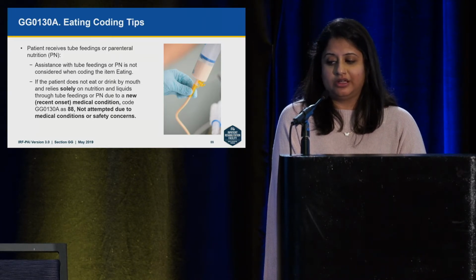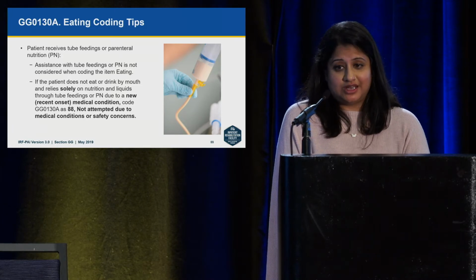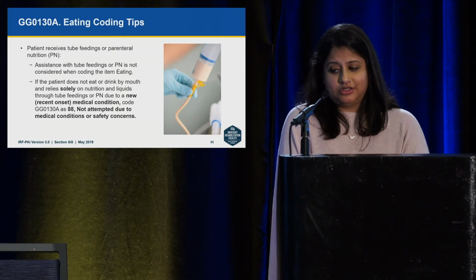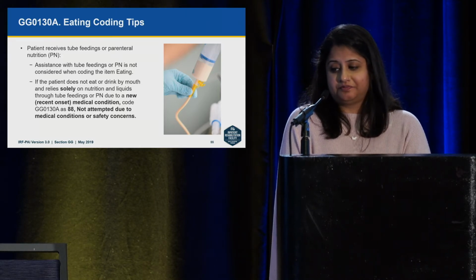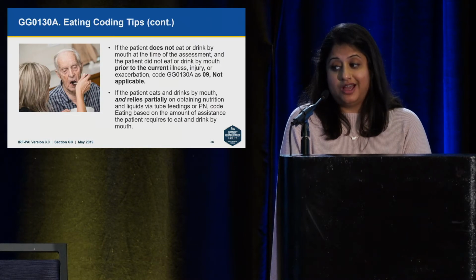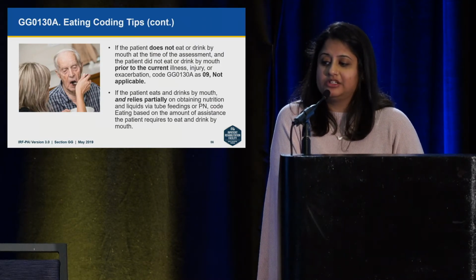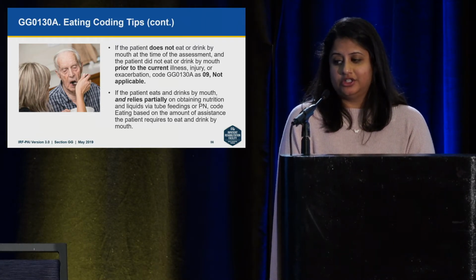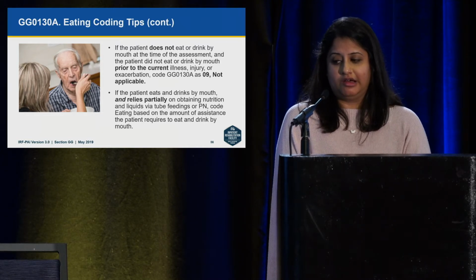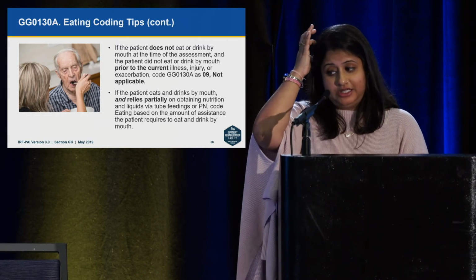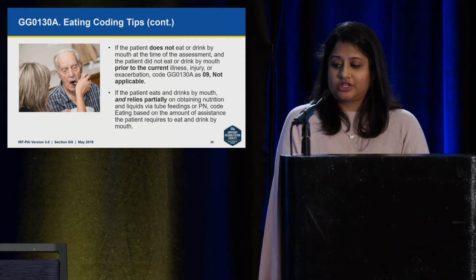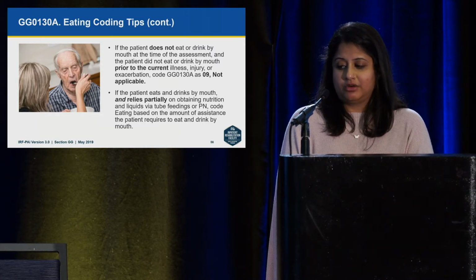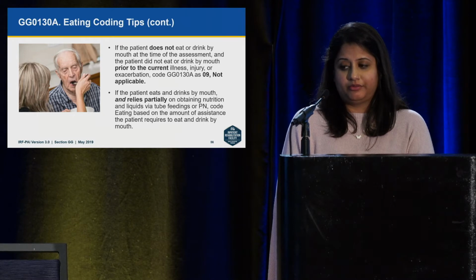If the patient does not eat or drink by mouth and relies solely on nutrition and liquids through tube feeds or PN due to a new, that's a recent onset, medical condition, code GG0130A as 88, not attempted due to medical conditions or safety concerns. If the patient does not eat or drink by mouth at the time of the assessment, and the patient did not eat or drink by mouth prior to the current illness, injury, or exacerbation, GG0130A would be coded 09, not applicable. And if the patient eats and drinks by mouth and relies partially on obtaining nutrition and liquids via tube feedings or PN, code eating based on the amount of assistance the patient requires to eat and drink by mouth.